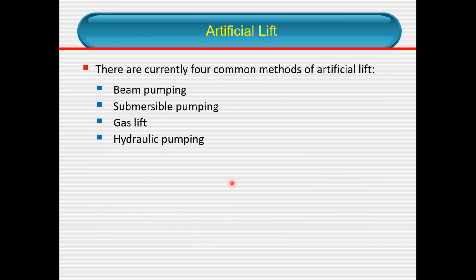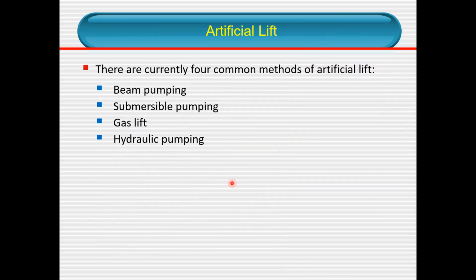What are the different types of artificial lift? Beam pumping, submersible pumping, gas lift, and hydraulic pumping. As you can see, most of them are pumping by mechanical means, and gas lift is another means. In our industry in Malaysia, among all oil and gas players like Petronas, Exxon, Shell, most of the time we are using gas lift because of the abundance of gas that we have and the easy deployment of gas lifting in our industry.